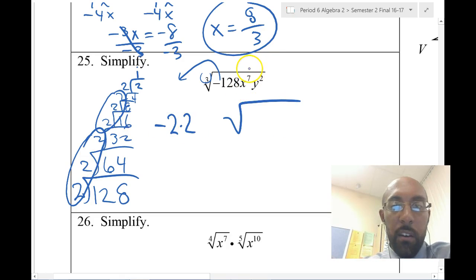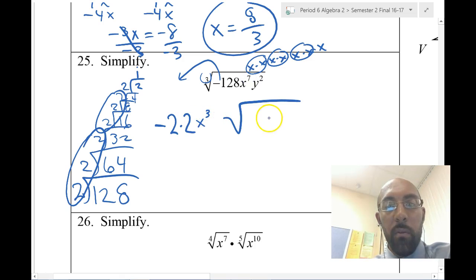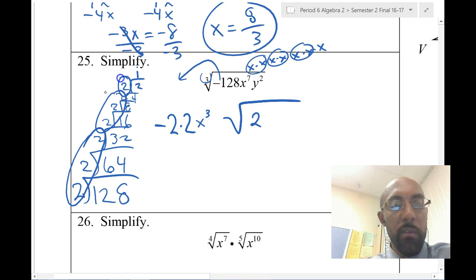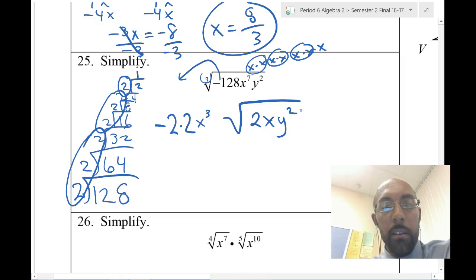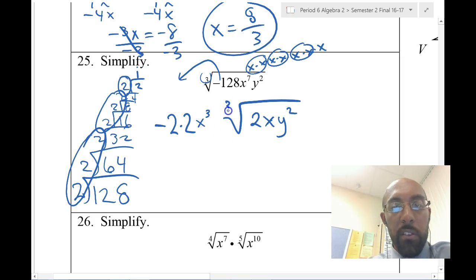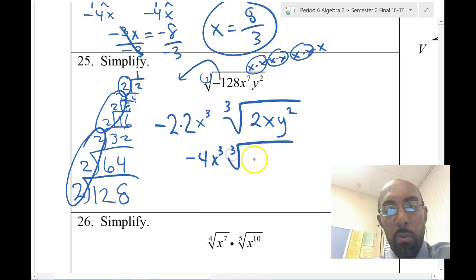And then the x's and the y's. I have 7 x's. So how many groups of 2 do I have in 7? Well, I've got 1, 2, 3. So that means 3 x's come outside, or x cubed, and I still have 1 inside. Let me put the 2 there, because we have 2 left over. And we have 1 x left. And I have 2 y's here. That's not even a group of 3, so the y's will remain inside. All right, so don't forget your index. And then simplify if you can. I have this 2 times 2, so we'll have negative 4 x cubed, and then the cube root of 2 x y squared.